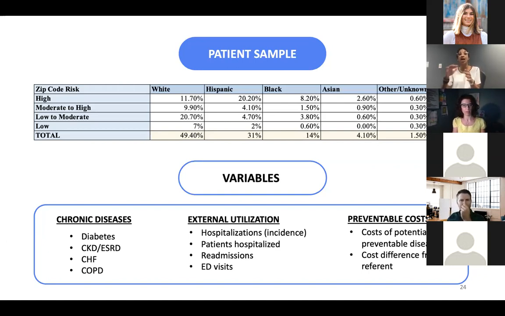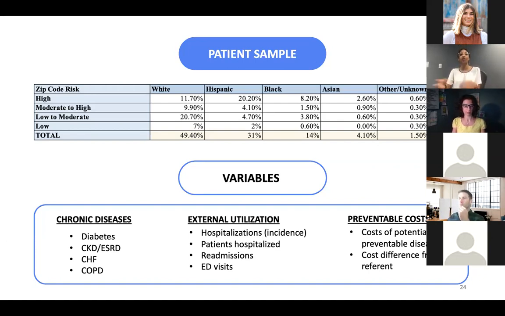Within these groups, the high risk zip code group is primarily Hispanic, and we use the term Hispanic because that was actually the term found in the patient's EHR. The moderate to high group is primarily white, but the low risk and low to moderate risk groups are really primarily white at about 70% white.